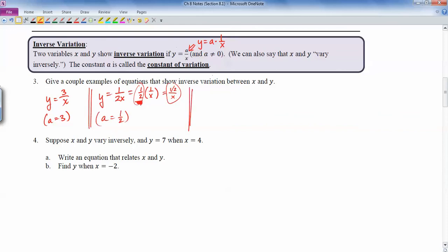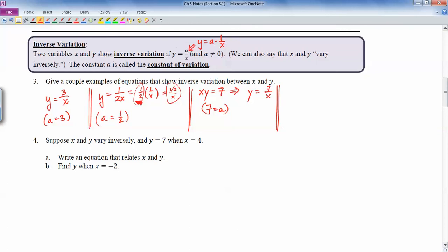And then another type that can show up is if you have something like xy equals 7, let's say. So if you want to solve for y there, you've got y equals 7 over x, right? So that means that the 7 is going to be your constant of variation. So 7 equals a in this one.